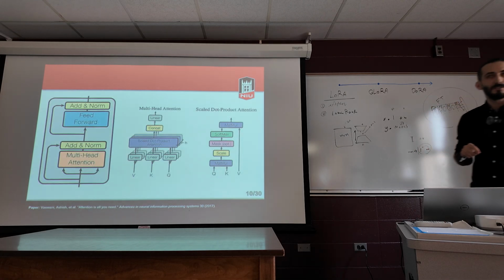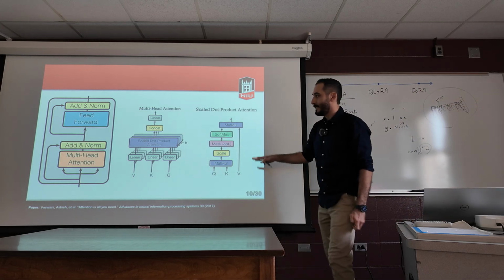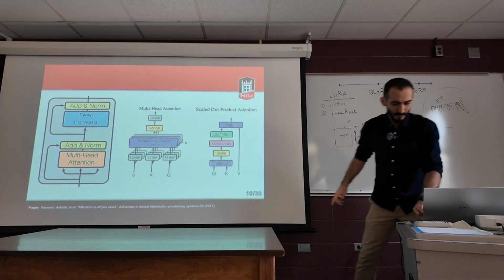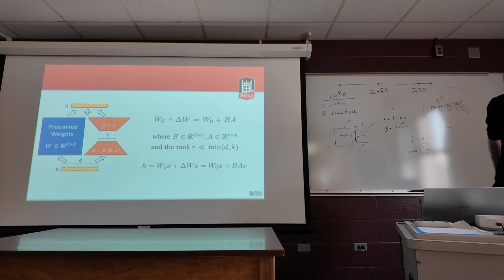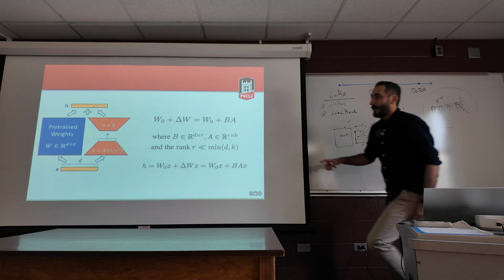Here we have the attention structure. We don't want to go through the attention. Can you go back to the previous slide? Sure. So previously, the delta W can be calculated by using backpropagation. Yep. And now, how do you calculate the B times A?